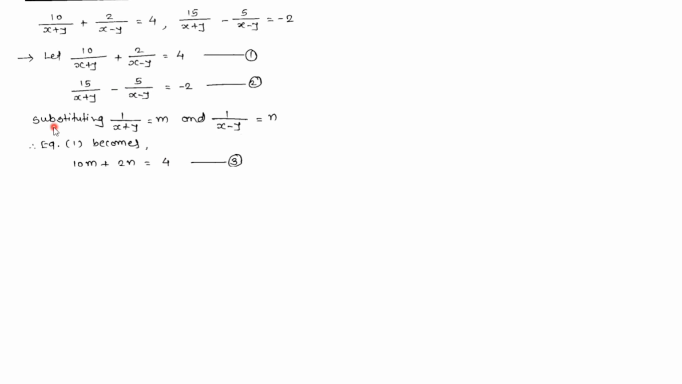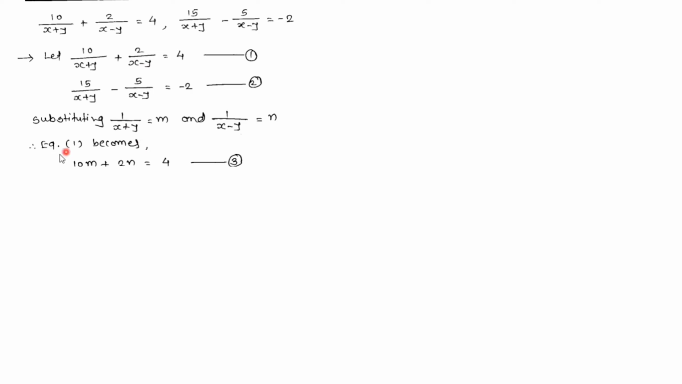So for that we have one substitution, that is we have to substitute 1 divided by x plus y is equal to m and 1 divided by x minus y is equal to n. As we can see in both of these equations, we have 10 divided by x plus y, that can be also written as 10 into 1 divided by x plus y. In the same way, 2 divided by x minus y, that can be also written as 2 into 1 divided by x minus y. So we have these two substitutions for 1 divided by x plus y and 1 divided by x minus y as m and n respectively.